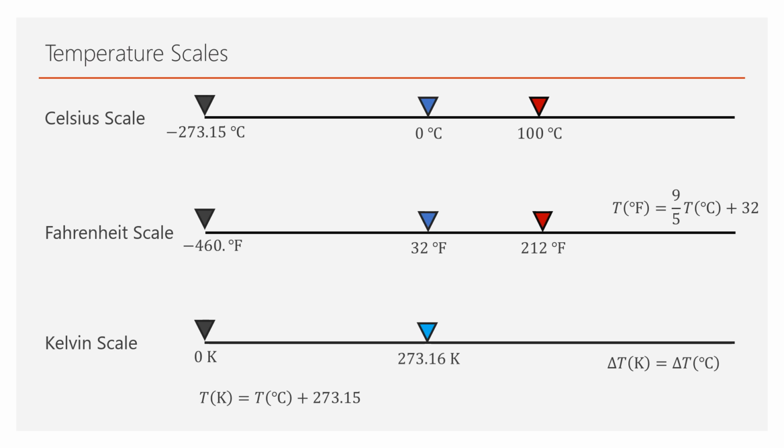The other point on the Kelvin scale is the temperature of the triple point of water, which is marginally higher than the freezing point of water at 1 atmosphere. This temperature is 273.16 Kelvin.